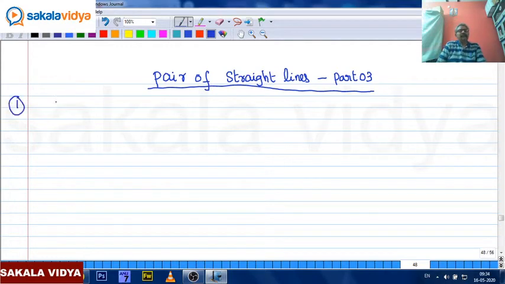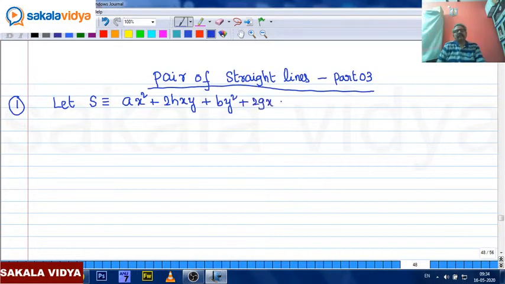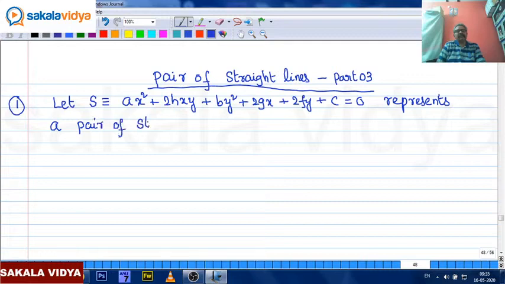The first point: let S = ax square plus 2hxy plus by square plus 2gx plus 2fy plus c equal to 0 represent a pair of straight lines.